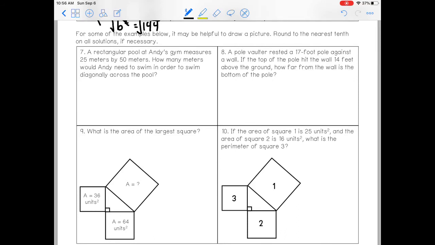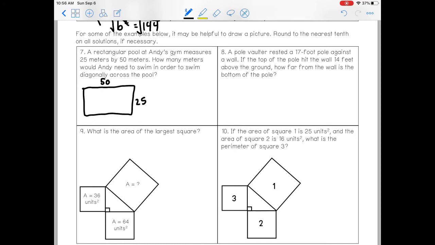It says a rectangular pool at Andy's gym measures 25 meters by 50 meters. How many meters would Andy need to swim in order to swim diagonally across the pool? So let's draw a picture. We have a rectangle pool, and it measures 25 meters by 50 meters. So this would be 50 because it's the longer side, and this is 25 because it's shorter.